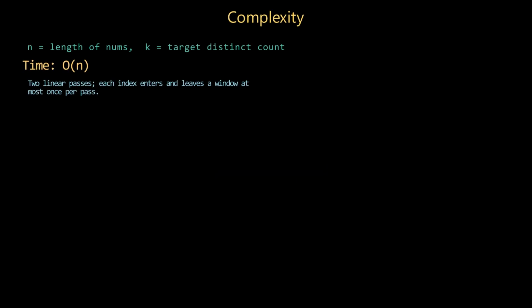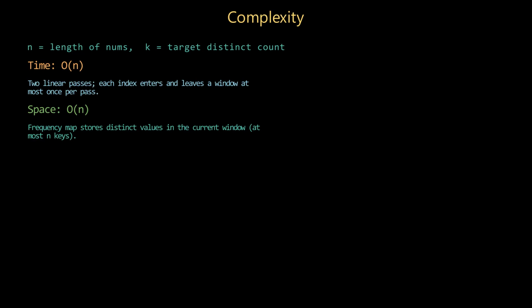N is the length of nums and k is the target distinct count. Time is O of n: we run 2 sliding window passes, and each index enters and leaves a window at most once per pass. Space is O of n for the frequency map, which stores at most n distinct keys in the worst case.